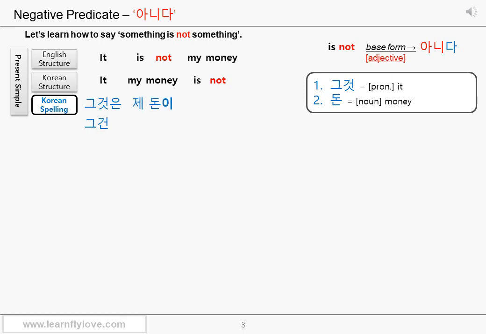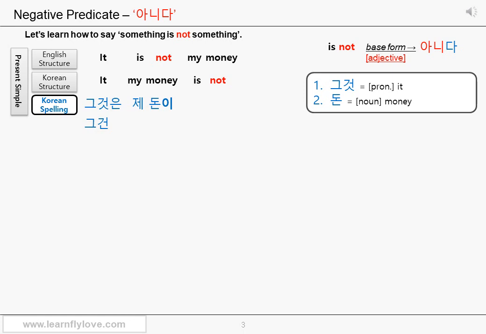My is 저의 or 제. Let's use the simpler one 제. Koreans hardly use 저의 in real life conversations. Money is 돈. My money, 제 돈. The subject particle 이 is added here. 제 돈이. You might wonder why.